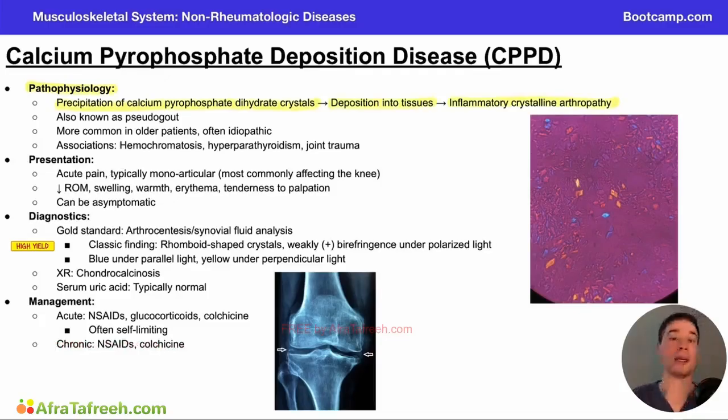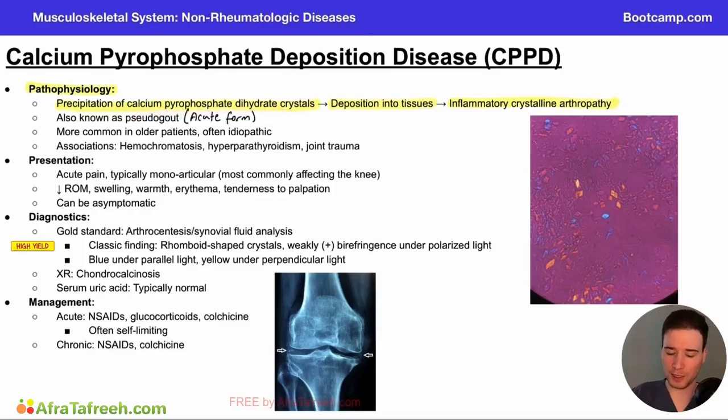So right off the bat, again, compare and contrast versus gout. What was going on in gout? Well, we had deposition of monosodium urate crystals, which was a crystallized form of uric acid, but here we have calcium pyrophosphate dihydrate crystals instead. Again, we said this can sometimes be called pseudogout, particularly the acute form. This is going to be more common in older patients, and it's often idiopathic.